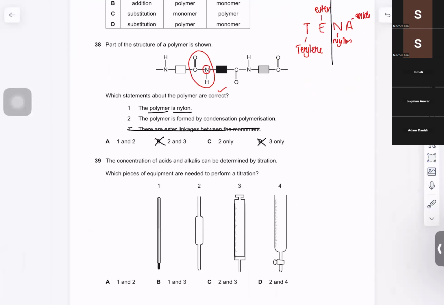Yeah. Yeah, right. Sekejap. Justina, is it clear?